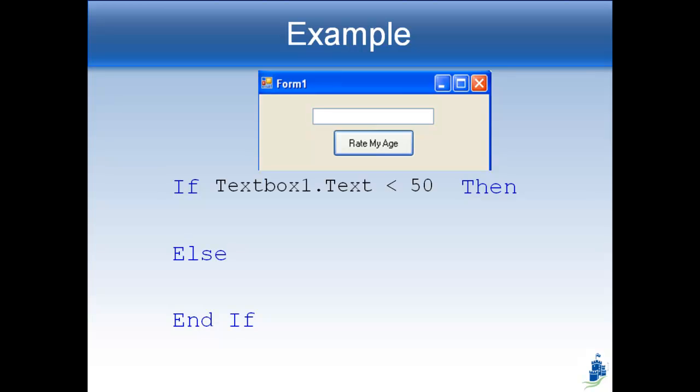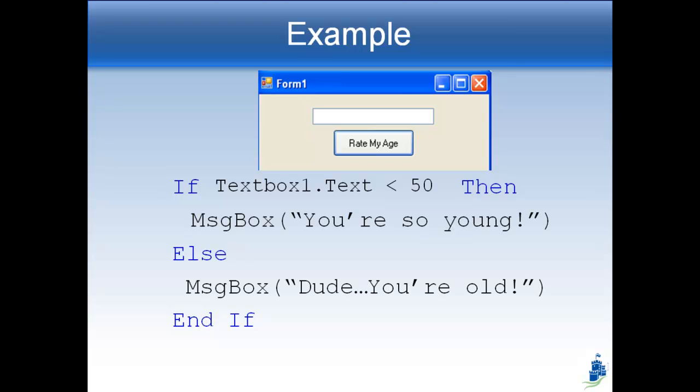Either one. And now we're asking the question, if the stuff in the text box is less than 50, then we're going to do the stuff on the top. And if it's greater than 50, we're going to do the stuff on the bottom. So less than 50 is the top, so we put something about being young there. Greater than 50 is on the bottom, so we write something that makes fun of them for that. And this will work perfectly to message box them and rate their age.